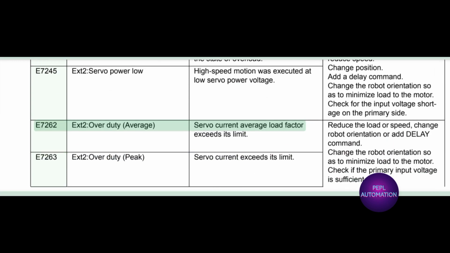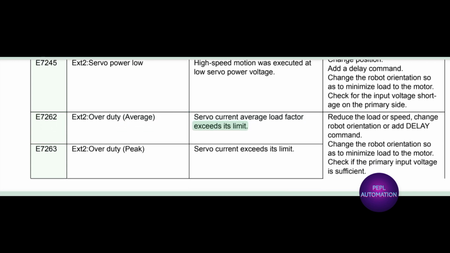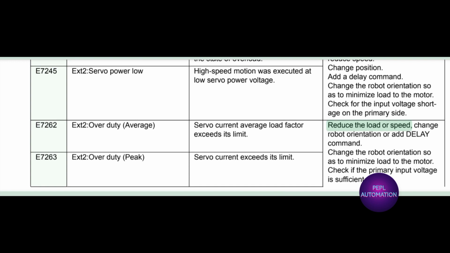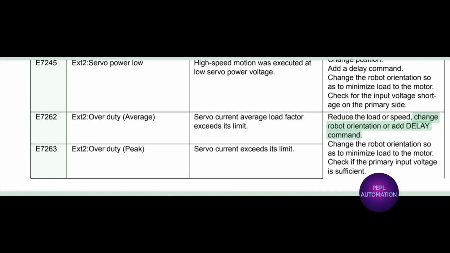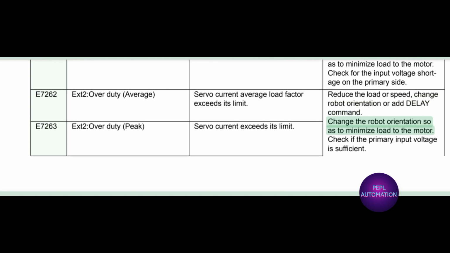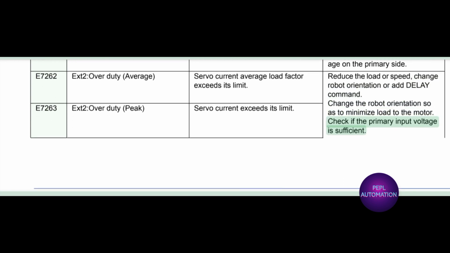E7262X2, over duty, average, servo current. Average load factor exceeds its limit. Reduce the load or speed, change robot orientation or add delay command. Change the robot orientation so as to minimize load to the motor. Check if the primary input voltage is sufficient.